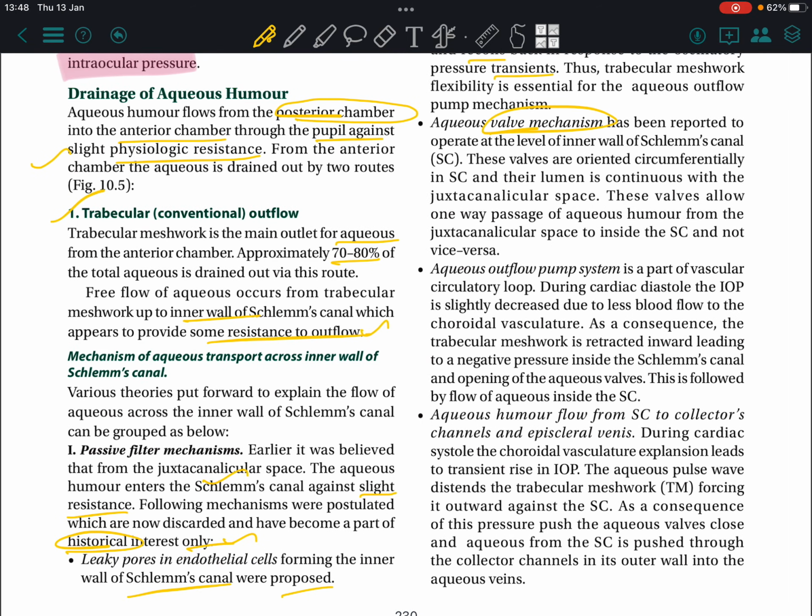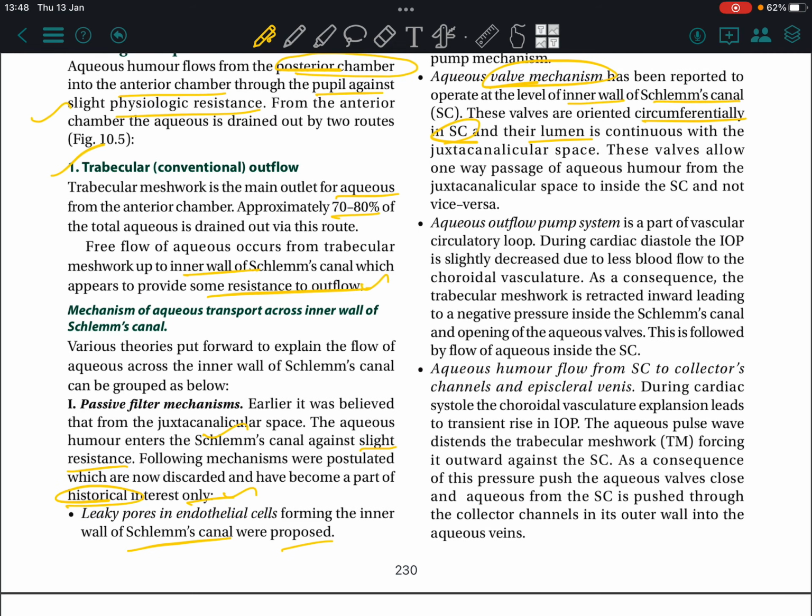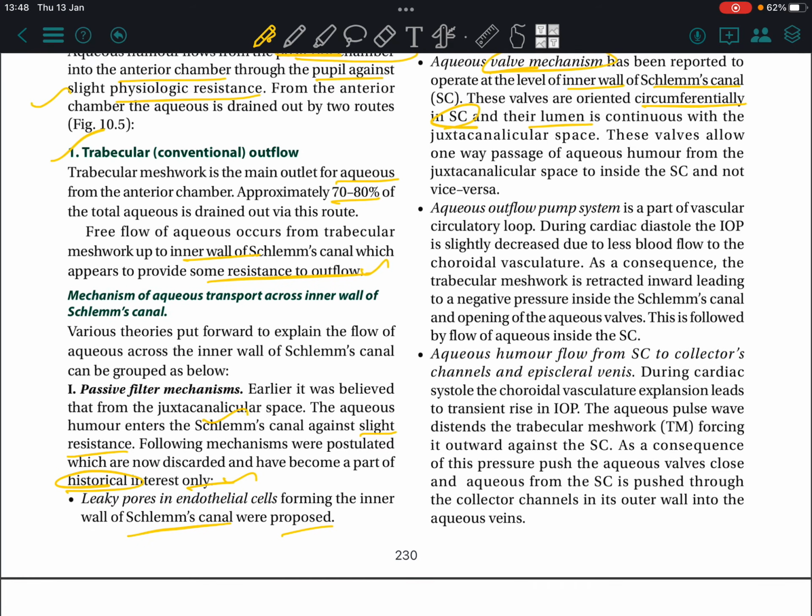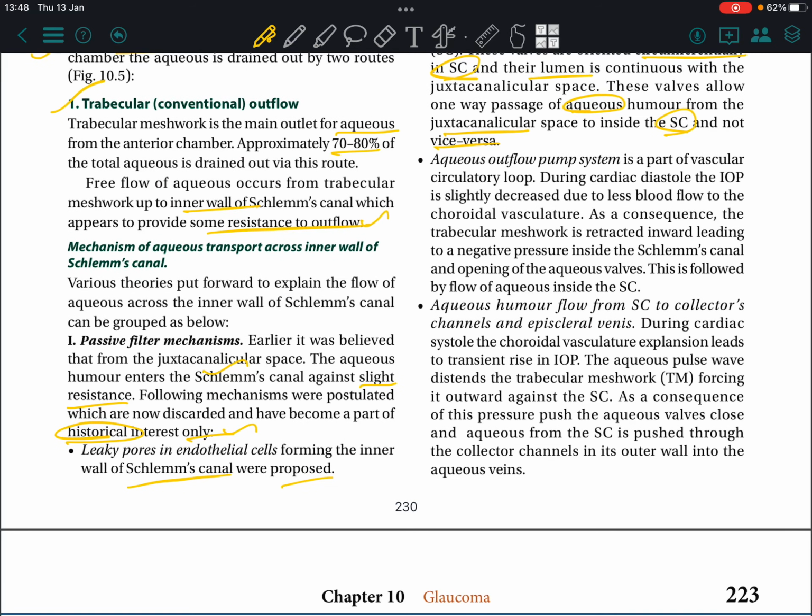Aqueous valve mechanism. It has been found to operate at the level of the inner wall of Schlemm's canal. These valves are oriented circumferentially in Schlemm's canal and the lumen is continuous with the juxtacanalicular space. These valves allow one-way passage of aqueous humor from the juxtacanalicular space to the inside of Schlemm's canal and not vice versa. The aqueous flow pump is a part of the vascular circulatory loop.